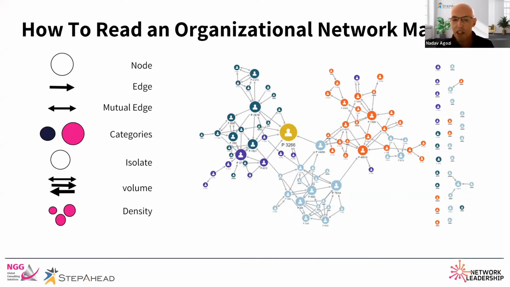And here's the outcome of such an analysis, or such a map. So if I'm a leader in a company, I would like to better understand the way my company works. And here's a map. Here's a network organizational map. Now, what do we see here?